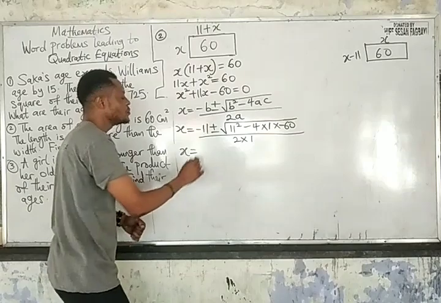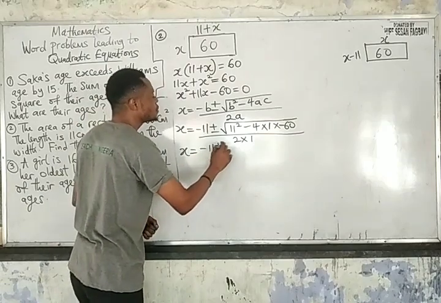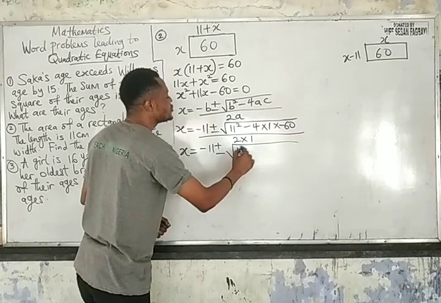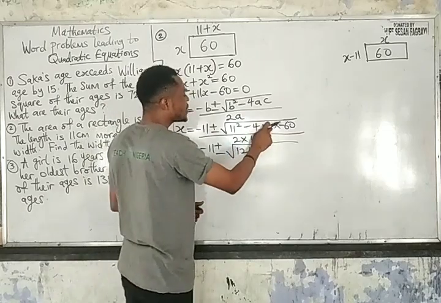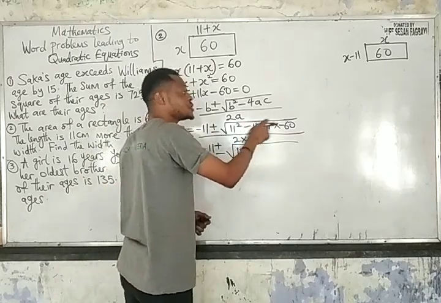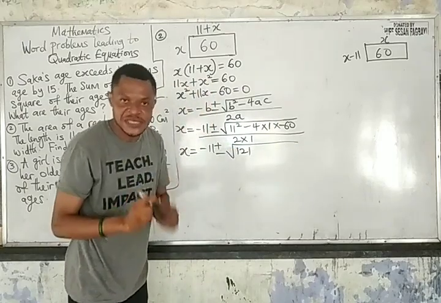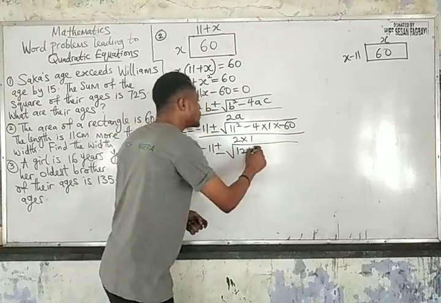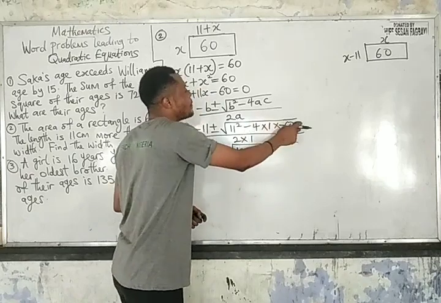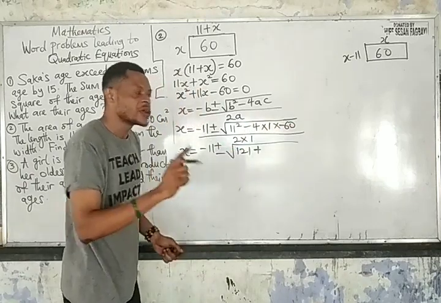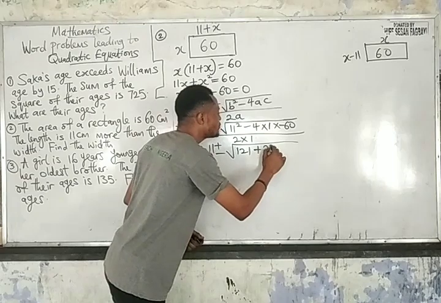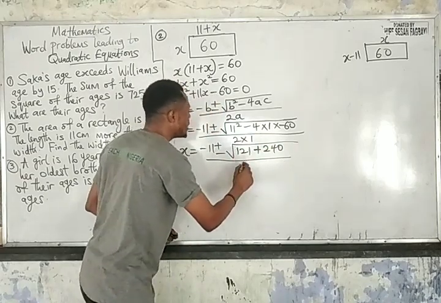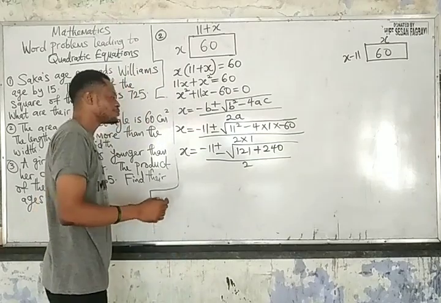So x is going to be equivalent to minus 11 plus or minus the square root, 11 raised to the power 2, 121, minus 4 times 1 times minus 60. A lot of students make mistakes here. Minus times minus will become plus. So we have plus the 4 multiplied by 60. That will give us 240. Everything divided by 2 multiplied by 1, which will still be 2.